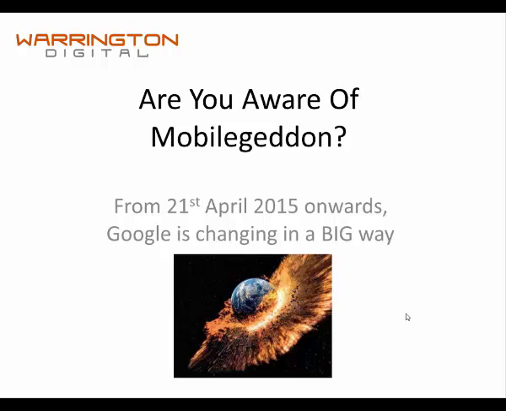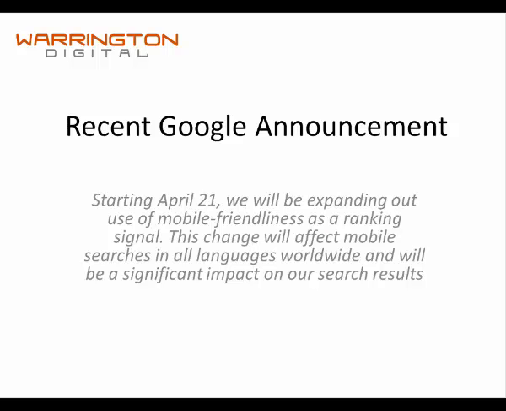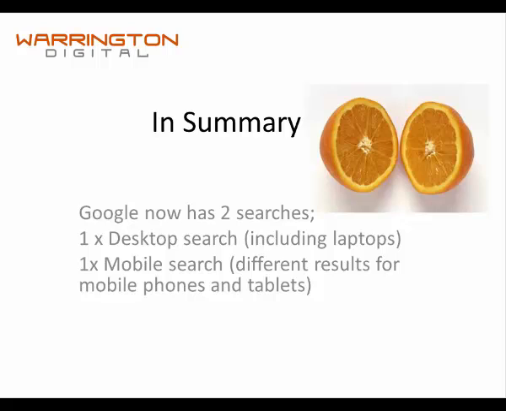and this started rolling out on the 21st of April 2015. The Google announcement prior to this was that starting April 21st, we will be expanding our use of mobile friendliness as a ranking signal. This change will affect mobile searches in all languages worldwide and will have a significant impact on our search results. Since then, those changes have started rolling out, and we can summarise exactly what's happening here.